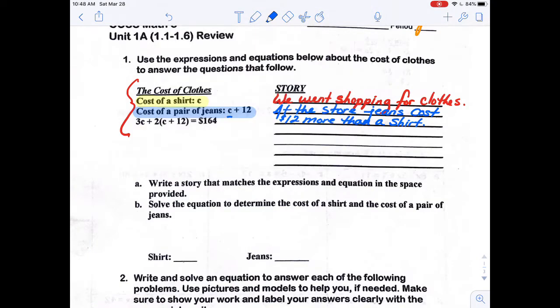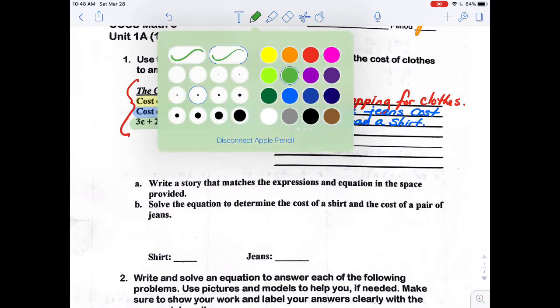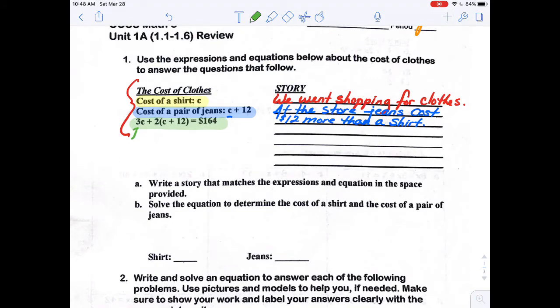Now when I look at the next one here, it's my equation. And when I really take a look at that equation, it's telling me I've got 3C, which means I've got 3 shirts. I have 2, and here's that C plus 12. That's those jeans. So I've got 2 jeans with a total of 164. So that next sentence is going to talk about that. Remember, you're making a story, so you're not just going to say 3 shirts. You need to come up with a story.